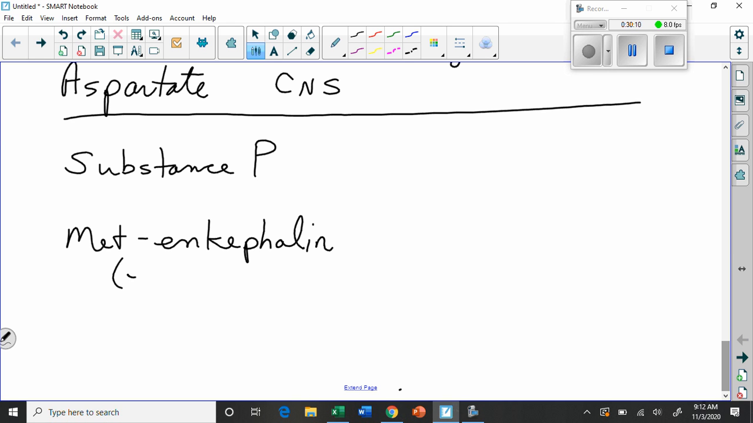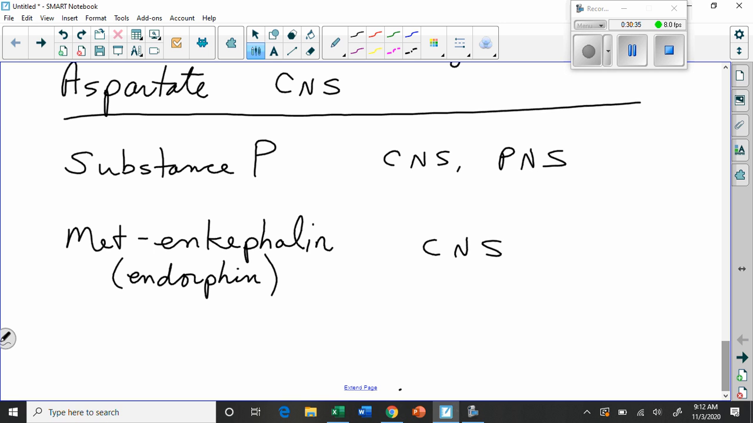Metenkephalin is actually a type of endorphin. An endorphin is a neurotransmitter that helps to inhibit or reduce pain, right? Endorphins. So substance P, this is found in both, and this one is found usually in the central nervous system. Pain, of course, is weird. We don't really fully understand pain, to be honest, but pain is a signal that gets to the brain and is interpreted as pain, and it usually indicates some kind of injury or condition, right?